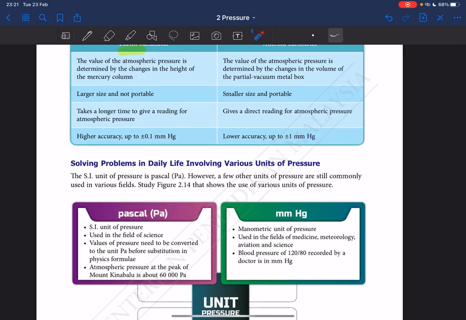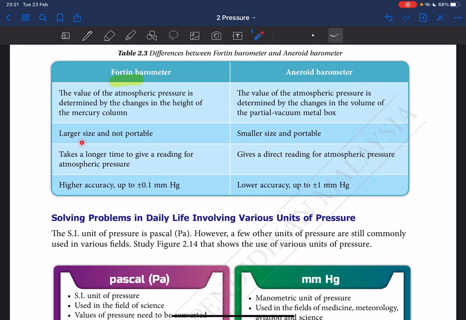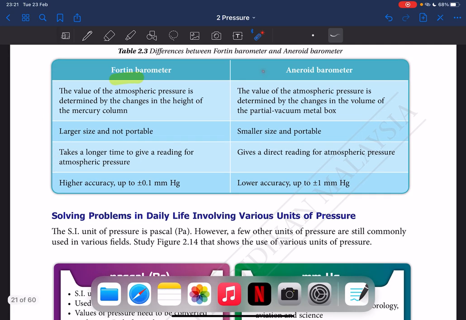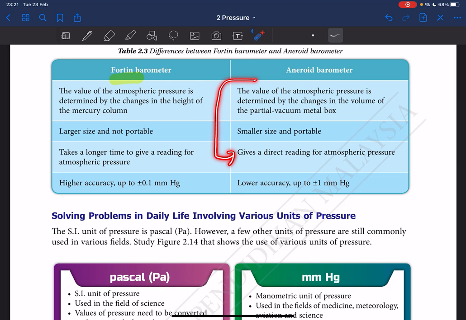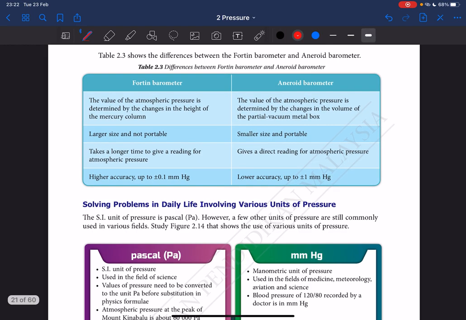Next, the Fortin barometer is large and not portable. Meanwhile, the aneroid barometer is smaller and very portable. The Fortin barometer takes a longer time, while the aneroid barometer gives a direct reading for atmospheric pressure. It saves time and is faster. However, the Fortin barometer is more accurate because it can detect up to 0.1 changes, while the aneroid barometer can only detect 1 change. Okay? I think you can see here for yourself.